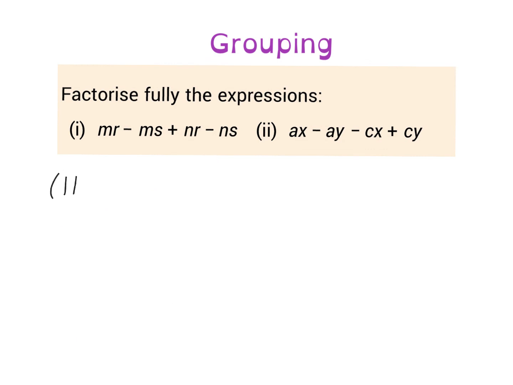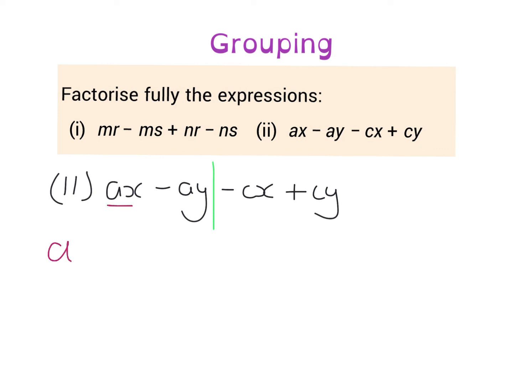Now for part 2, I have ax minus ay minus cx plus cy. And I do the same thing as the previous question. I split it down the middle and I find what's common to each one. So for the first 2 terms, my common factor is a. So I divide by a. And when I divide by a, I'm left with x minus y.